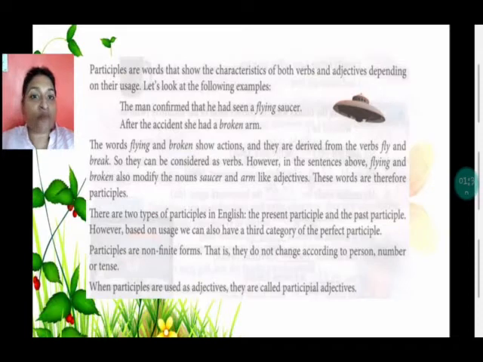There are two types of participles in English. One is present participle and the other is past participle, based on their usage. When participles are used as adjectives, they are called participial adjectives. Okay, so when the participles are describing something, we call them participial adjectives.